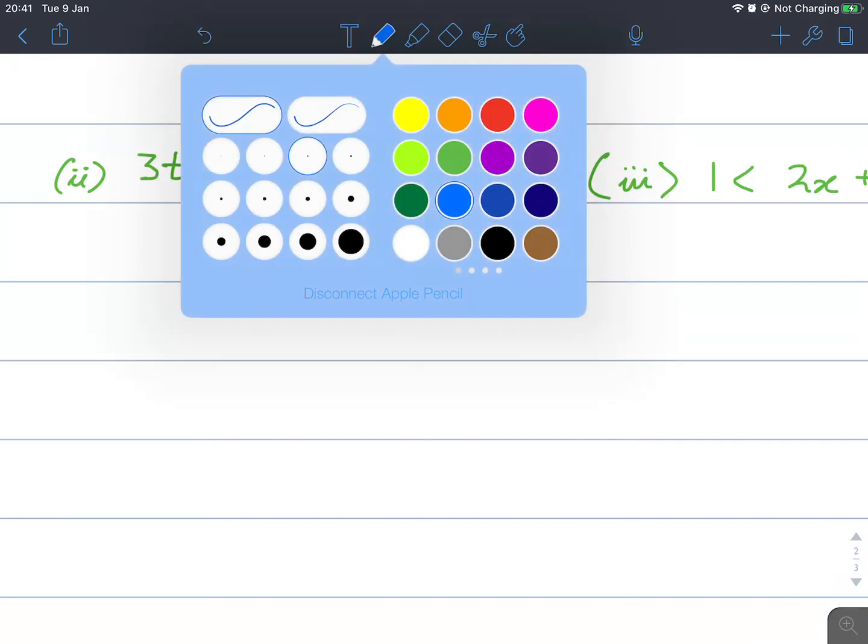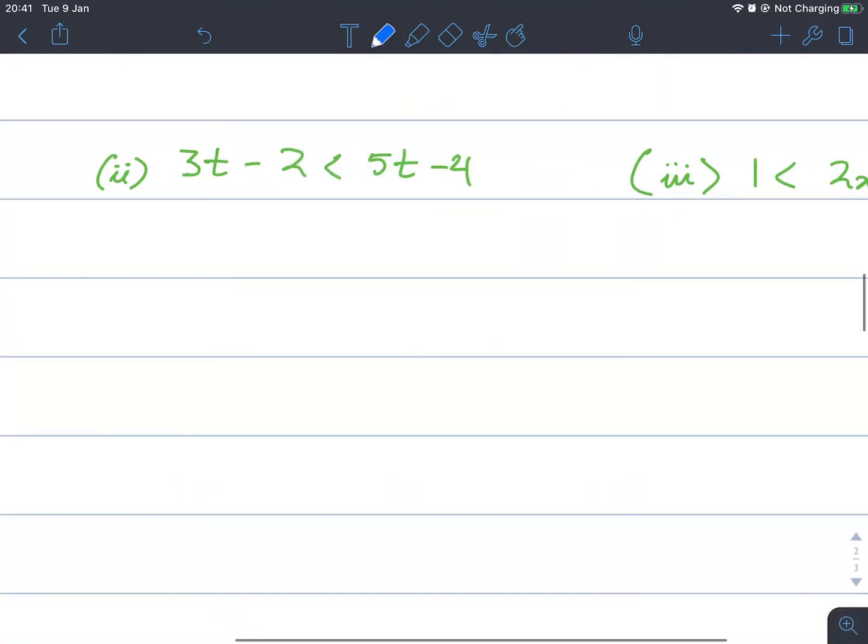Let's solve this one here. I'm going to do this in 2 ways just to show you that it can be a lot easier. Let's do it how most would immediately think to do it. We subtract 5t on both sides. So this becomes -2t minus 2 is less than -4.